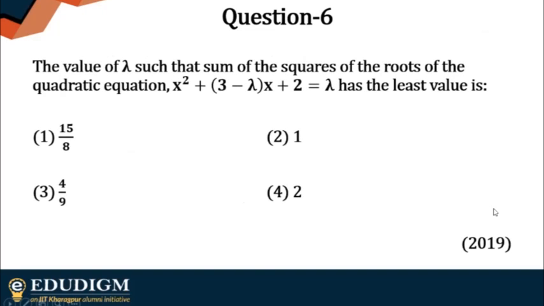Now this is also very easy. So you have to find out the value of lambda such that there's this quadratic equation you have been provided with. The sum of the squares of the roots will have the least value. So just try this one out and see how we can work this one.